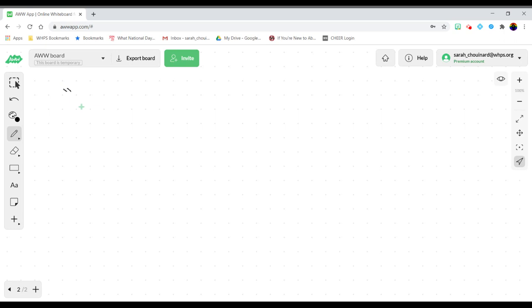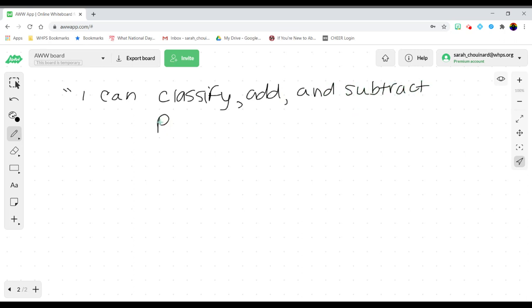So our first topic is I can classify, add, and subtract polynomials. And this is for Unit 1, Topic 1, and it's Part A. So this is 1.1a. So let's jump into our notes.